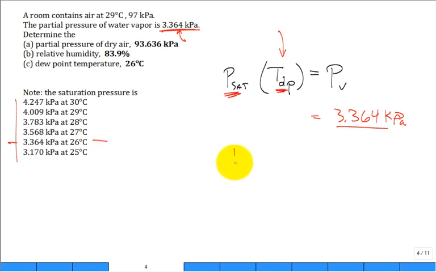So what is the dew point? 26 degrees C. So the current conditions of that air, it's 29 degrees C. If I cool it from 29 to 28 to 27, finally, when I get to 26, if I cooled it some more, some of that water vapor would start to condense somewhere. All right.